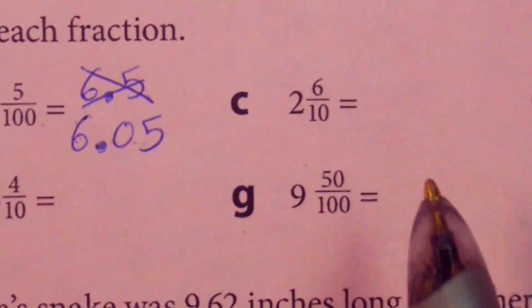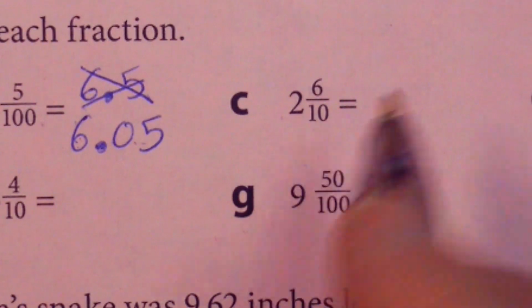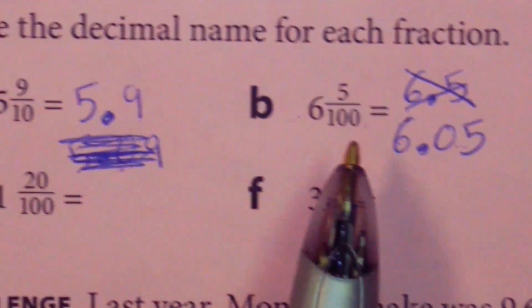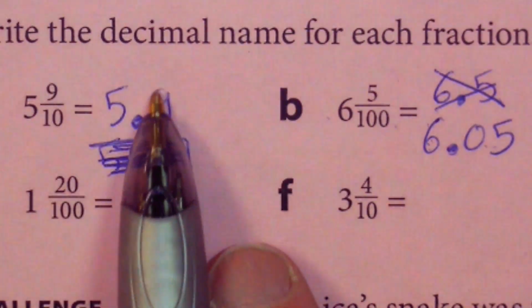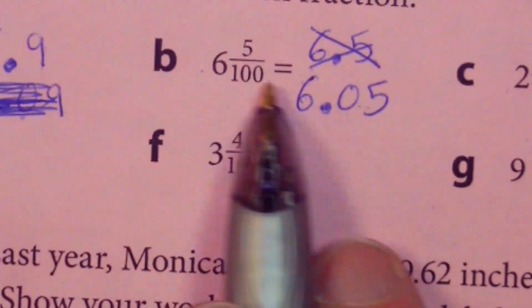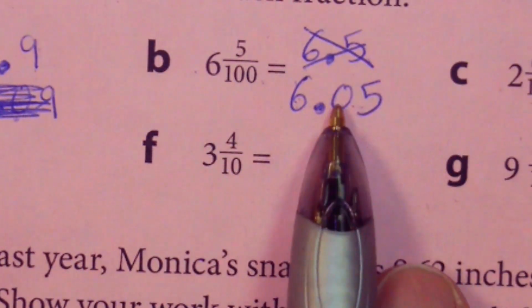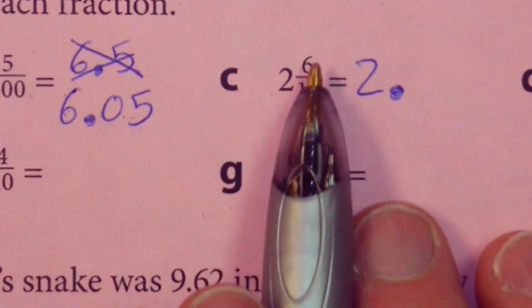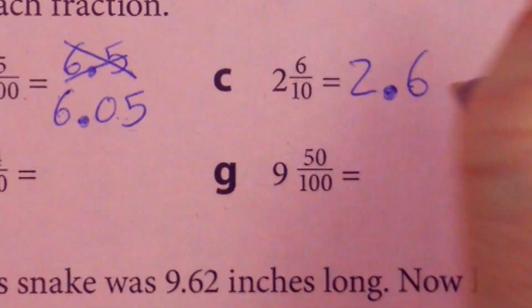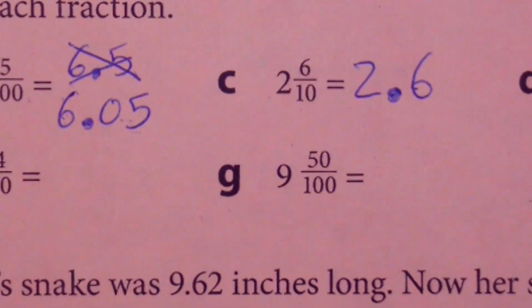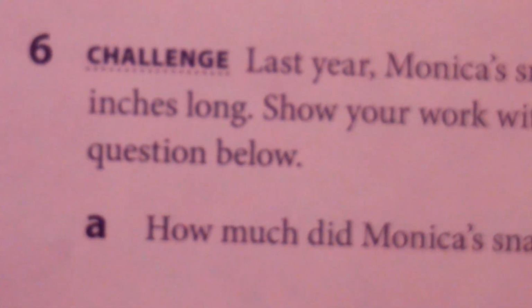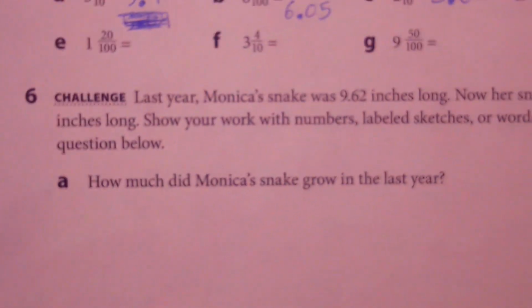Let's do one more. 2 and 6/10. 2 and. We know that tenths are right after the decimal, and hundredths are going to use 2 digits. Okay? You're focusing on the second. So here, 6/10 is going to be 2.6. That is 2 and 6/10. Pause this video and finish those, please. Use the examples that we just did to help you solve the remainder. Okay?